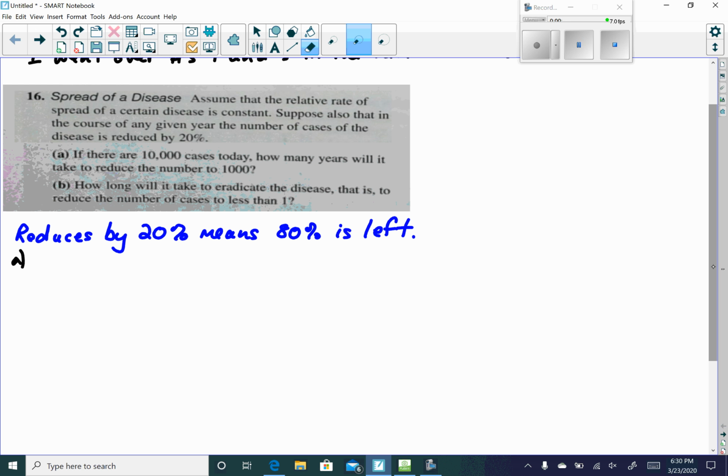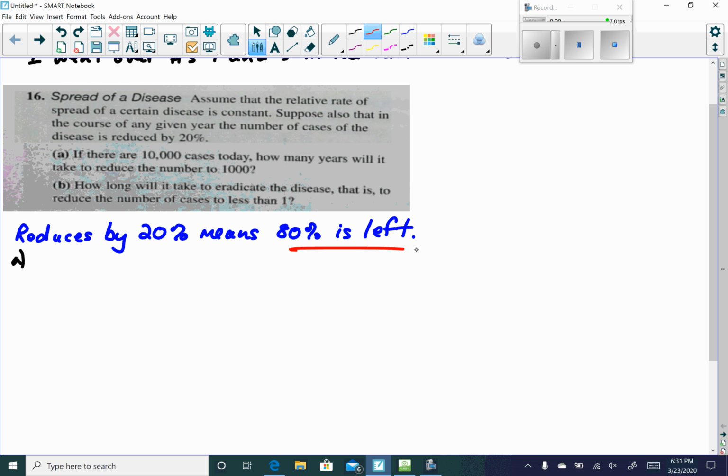Assume that the relative rate of spread of a certain disease is constant. Suppose also that in the course of any given year the number of cases of the disease is reduced by 20%, which means 80% is left. If there are 10,000 cases today, how many years will it take to reduce the number to 1,000?